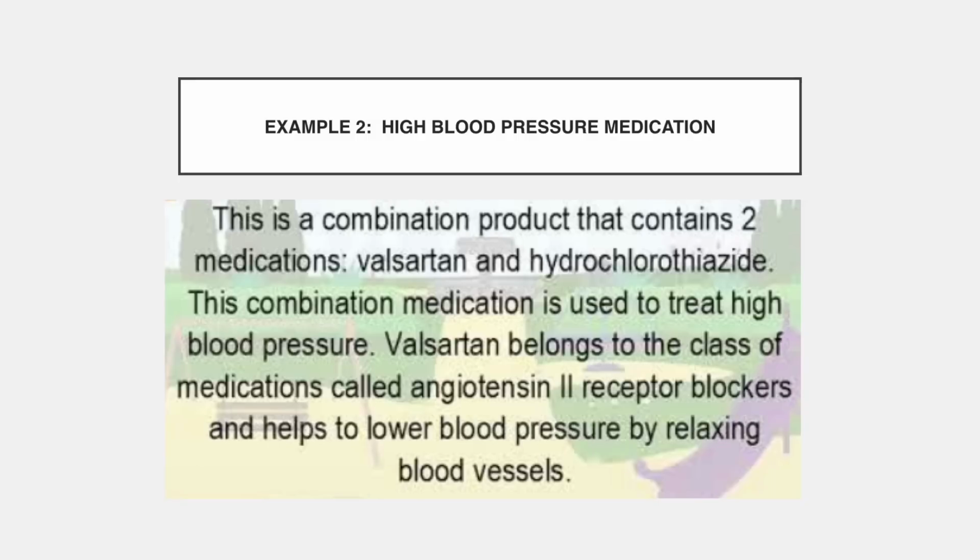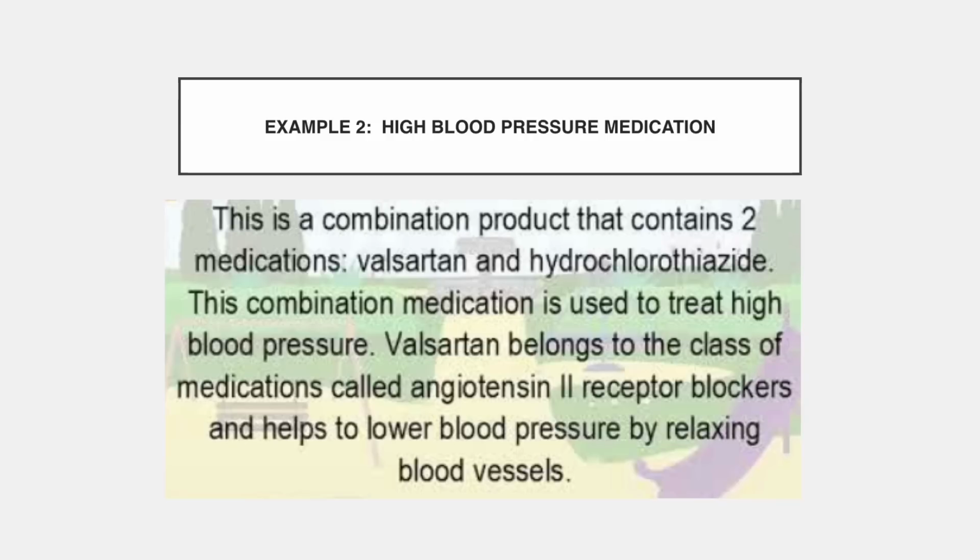This is a combination product that contains two medications, valsartan and hydrochlorothiazide. This combination medication is used to treat high blood pressure. Valsartan belongs to the class of medications called angiotensin II receptor blockers and helps to lower blood pressure by relaxing blood vessels.